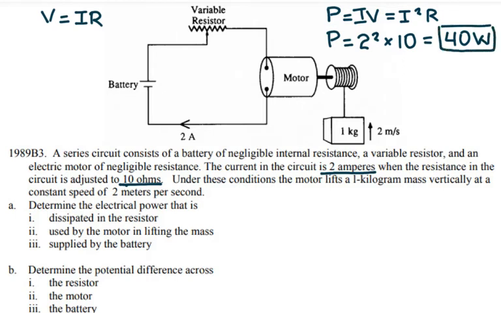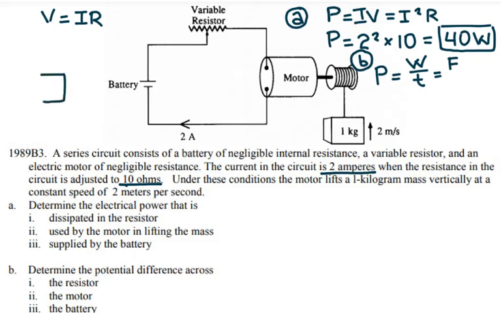For the second one, part B, they ask you to calculate the power that is used by the motor in lifting the mass. To find the power, it's the work over time. For the mechanical power, I have the work, which is the force of gravity, or the tension. In this case, because the velocity is constant, your tension is equal to the force of gravity.